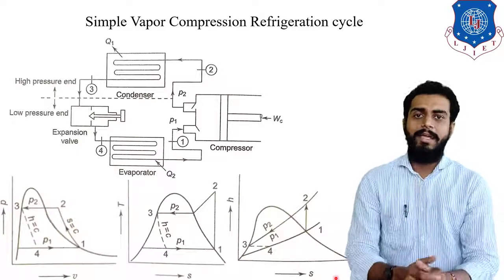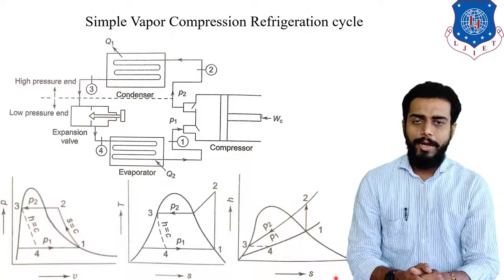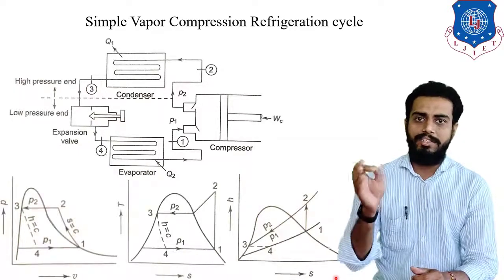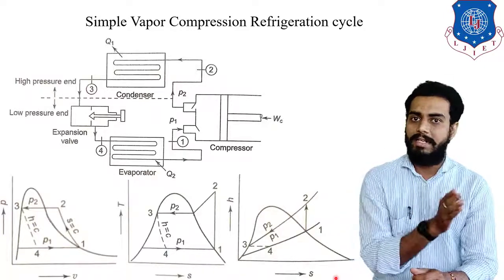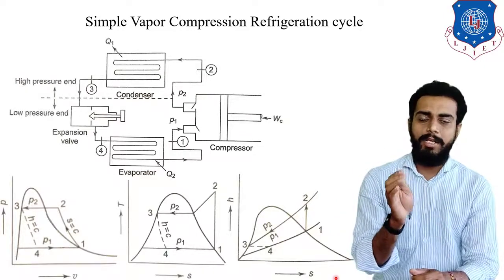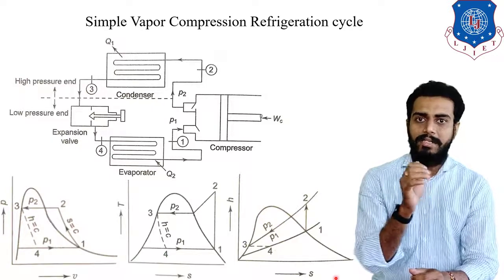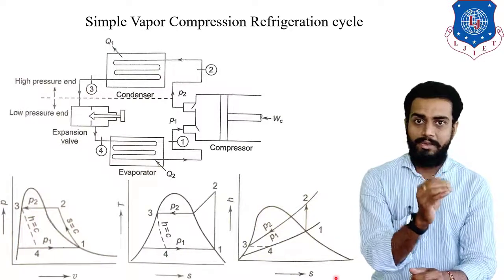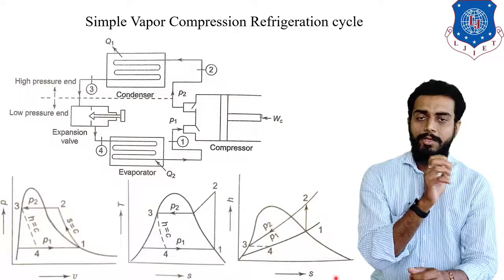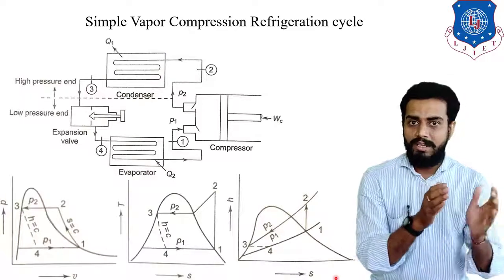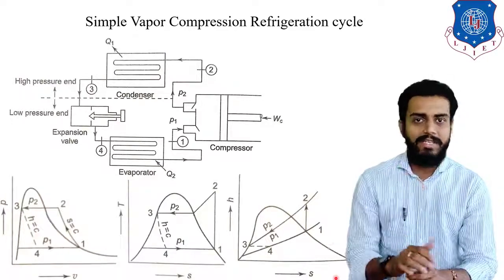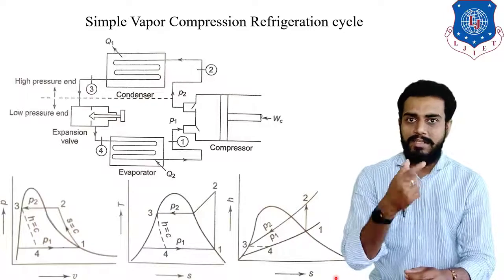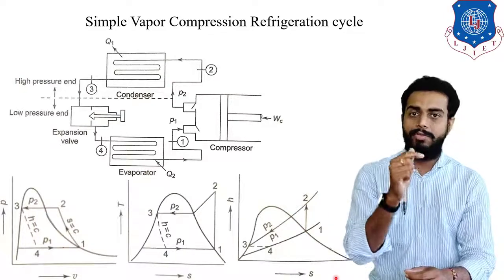Now as we were discussing, point number 1 is plotted on the saturated vapor line for all PV, TS and HS diagrams. At point number 1, the low pressure, low temperature, dry saturated vapor is entering into the compressor. Now the compressor will compress the vapor, so its pressure will increase obviously, and since you are compressing something, its temperature will also increase.